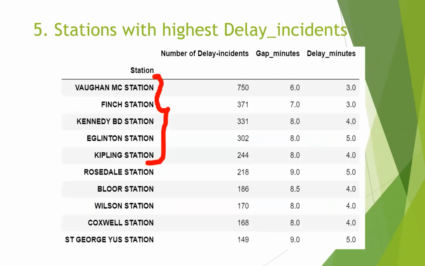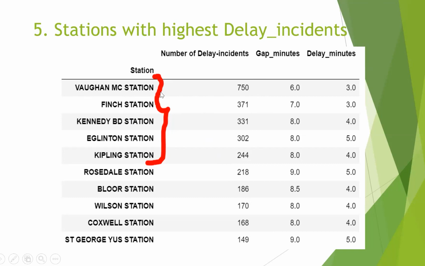And the last question, try to connect the dots now. The last question is which stations have the highest number of delay incidents? Are there any specific stations where extra TTC personnel need to be deployed, or maybe extra workers or maintenance men need to be present? When I analyze the data, these were the 5 stations that were the biggest culprits: Vaughan, Finch, Kennedy. If you're not familiar with the names, it's fine. But you can see all the delay incidents in descending order.